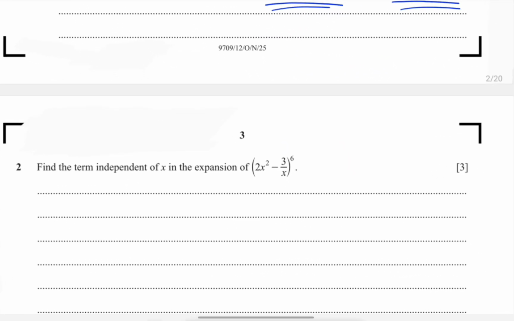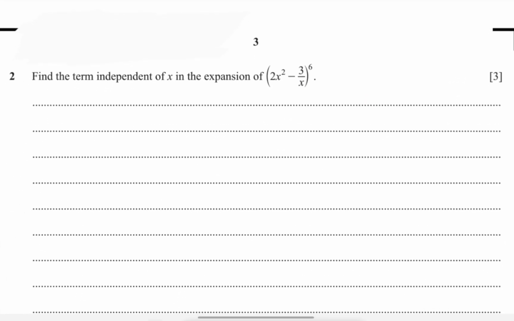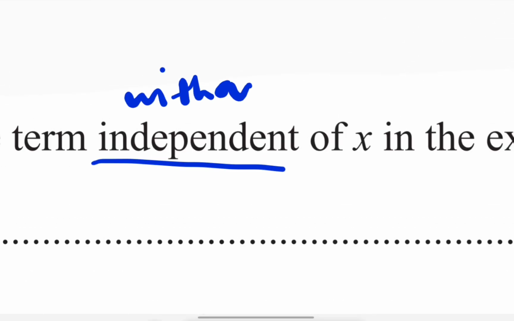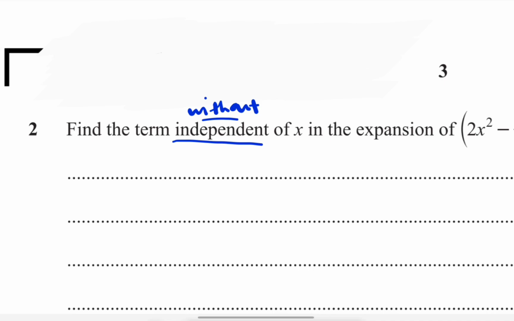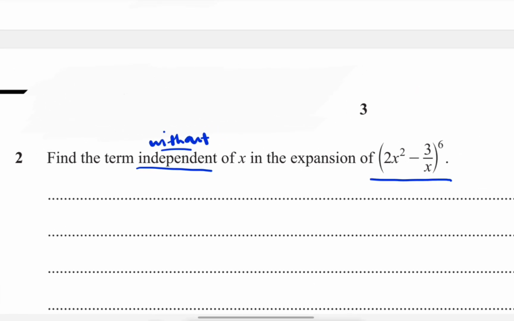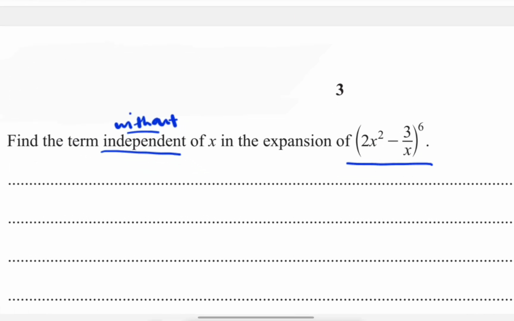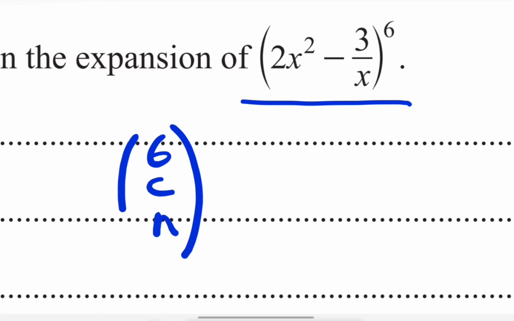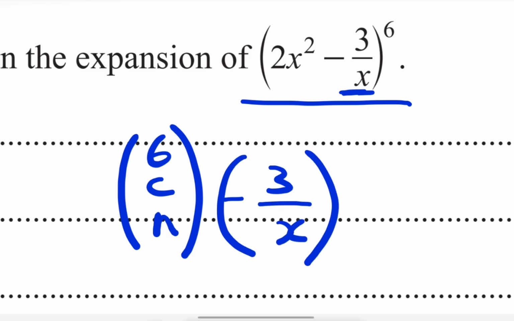Now, moving on to number 2, it's saying find the term independent of x. Independent means without, in this case. So we're looking for a term without x in the expansion of this. So first of all, we don't know what we're going to choose from 6 to get a term without x, but we are going to use n for that. We're going to choose n and try and make an equation for 3 marks. And so we say 6 choose n. Then we start with the fraction, minus 3 over x. This is to the power n.